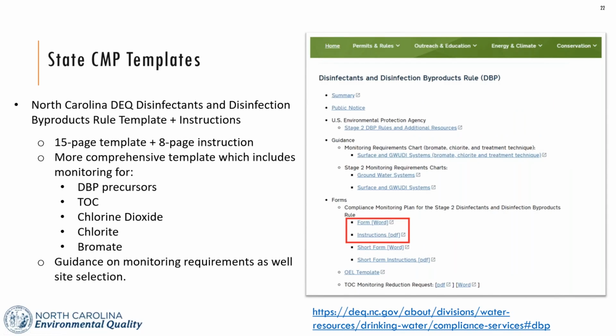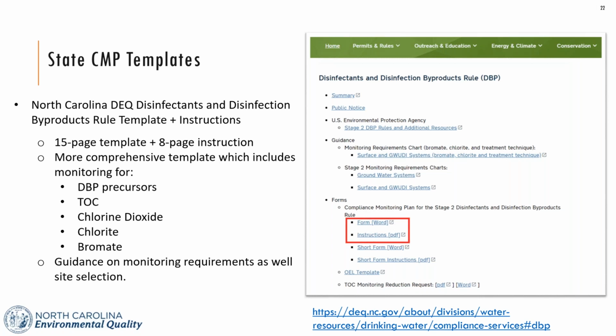Now I'll show you 2 examples of compliance monitoring plan templates from state agencies. The first one is from North Carolina DEQ. It's a 15-page template with an 8-page instruction. This template is much more comprehensive. It includes additional monitoring components like chlorine dioxide, TOC, and DBP precursors. It also includes guidance on where to collect these samples, as well as MCL information for each. The state also encourages that if system modifications are made, systems modify their plan and resubmit it to the state.